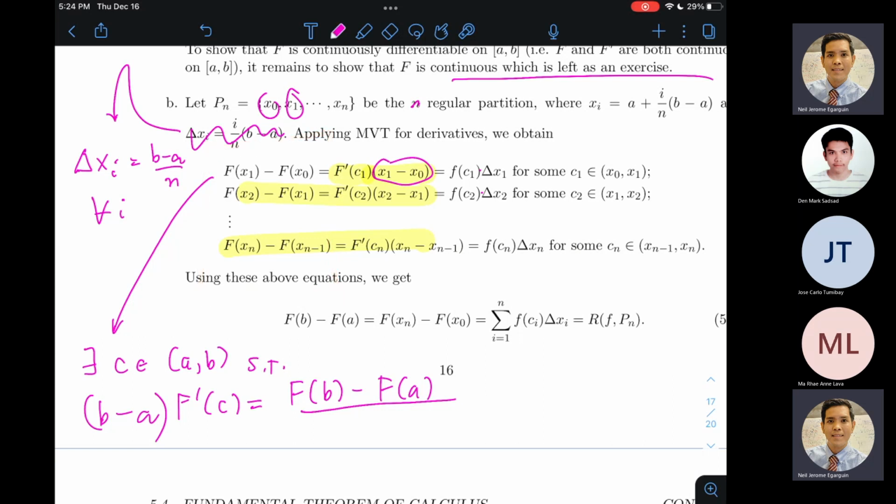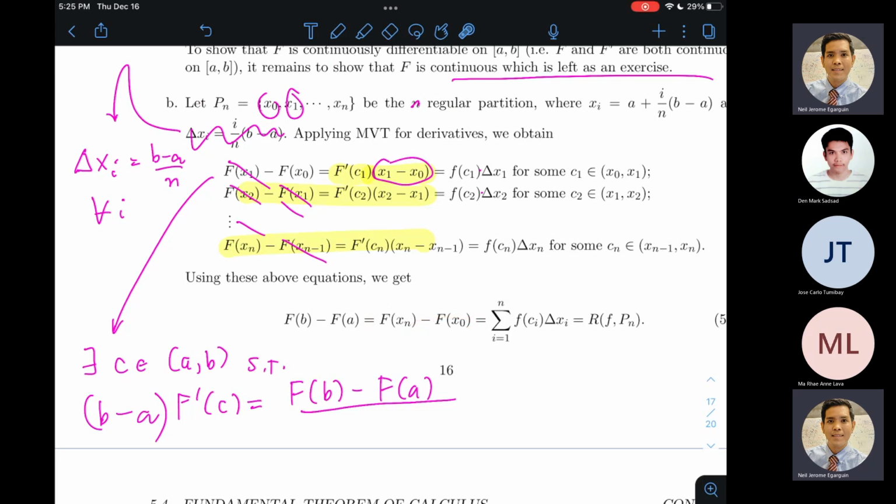Pag inadd ko sila, si f of x sub 1 makakancel. Si f of x2 makakancel siya nung nandun. Si f of x sub n minus 1, makakancel siya nito. So essentially, this will be a telescoping sum, leaving us only with the first term and the last term. All right? So it's going to be f of x sub n minus f of x sub 0. But we assume that P sub n is a partition induced. Therefore, x sub 0 is equal to A, and x sub n is equal to B. So that's how we got this guy. Alright? Siya yung equal dito.